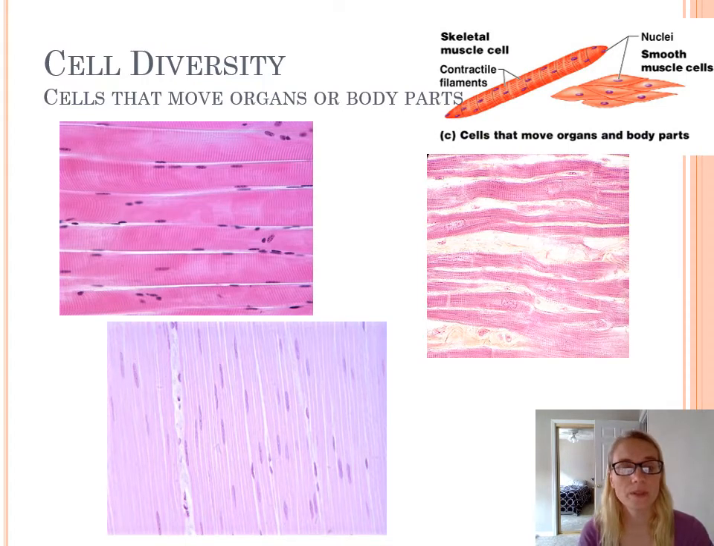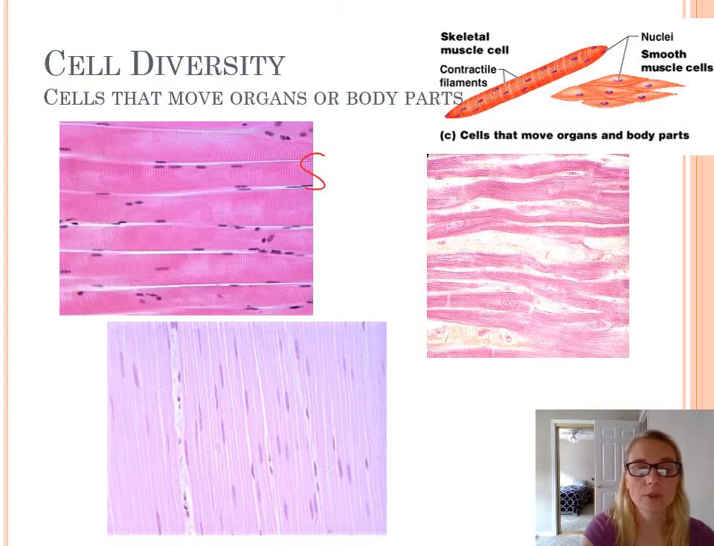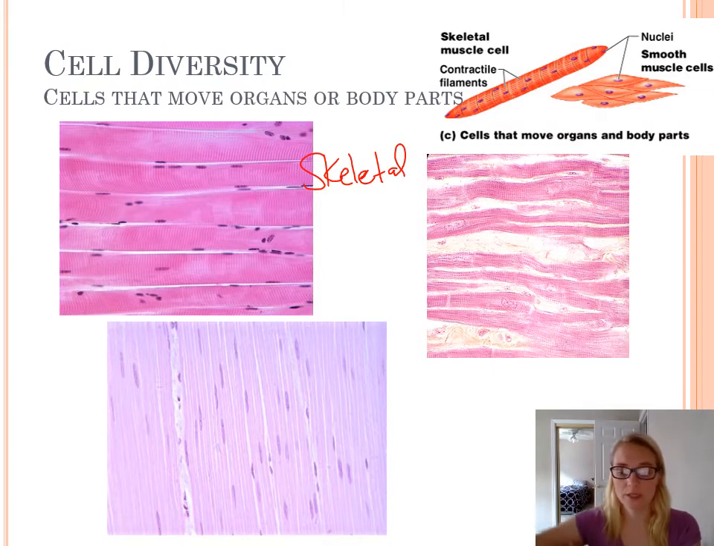All right, the next group is cells that move organs or body parts, and this is our muscle tissue. So muscle tissue, there's 3 types. So I've given you examples of all 3. So this first type is called skeletal. So skeletal muscle tissue is found in the muscles that attach to your bones, right? Your muscles, these are what you can control, you consciously control.